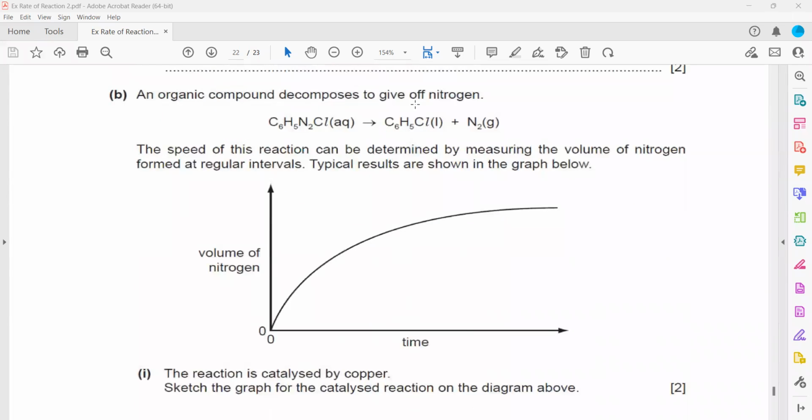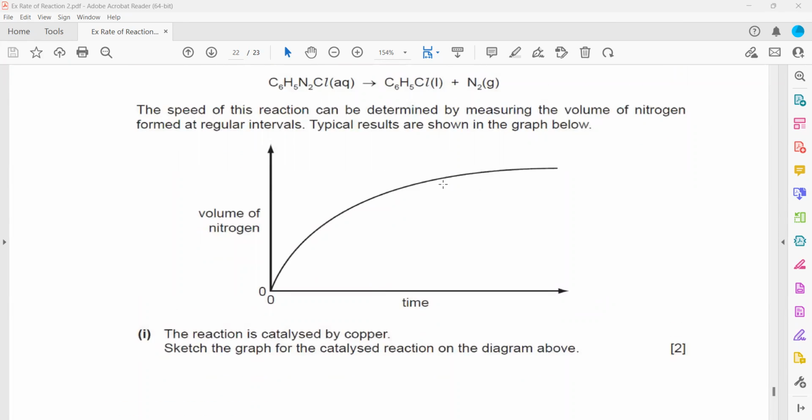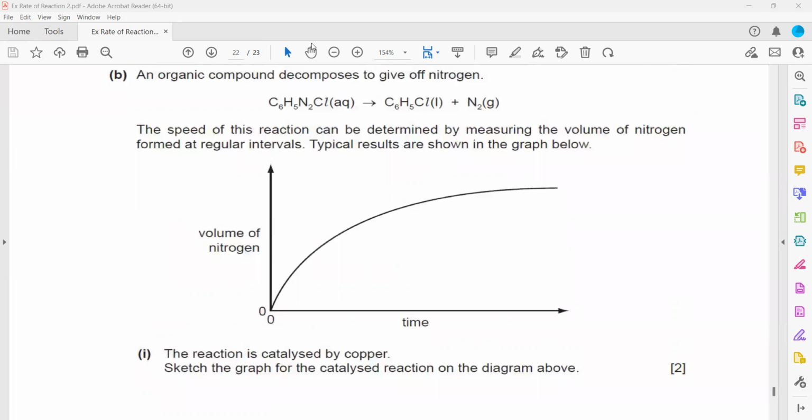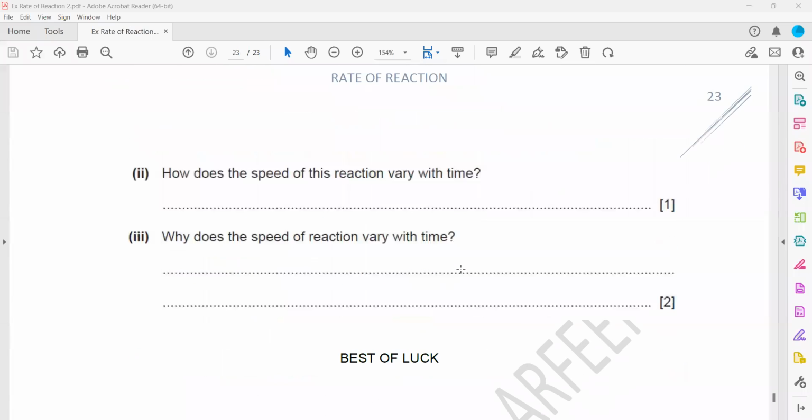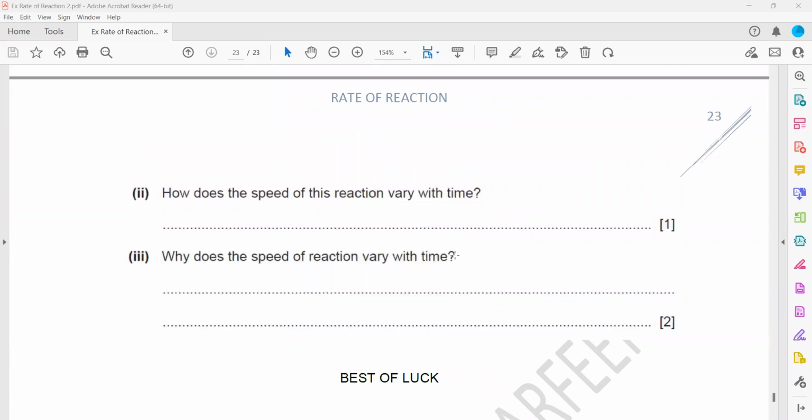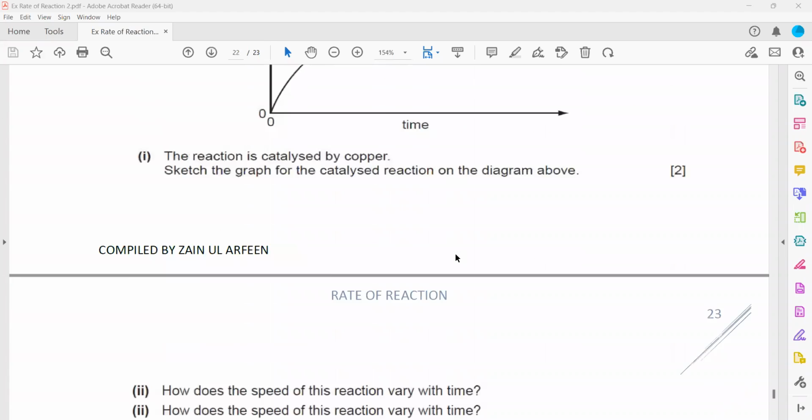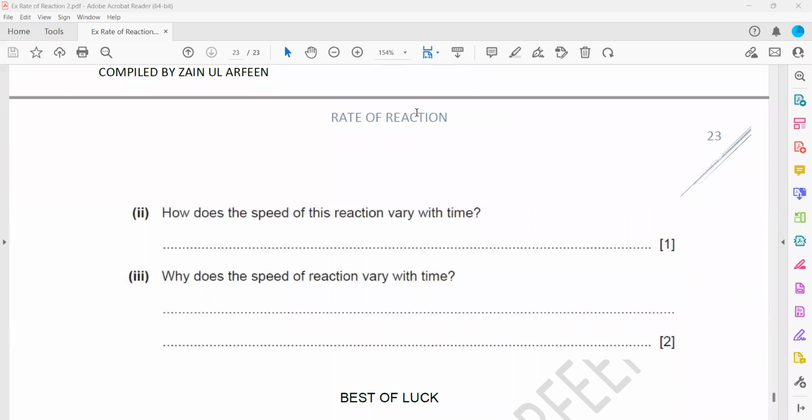An organic compound decomposes to give off nitrogen. The speed of reaction can be determined by measuring the volume of nitrogen. Sketch: if we catalyze this reaction with a catalyst, the reaction will be faster, but the final product will be the same. So it's cheaper, but with the same product. Then how does the speed of this reaction vary with time? This is again the same as always: the speed of a chemical reaction decreases with time.